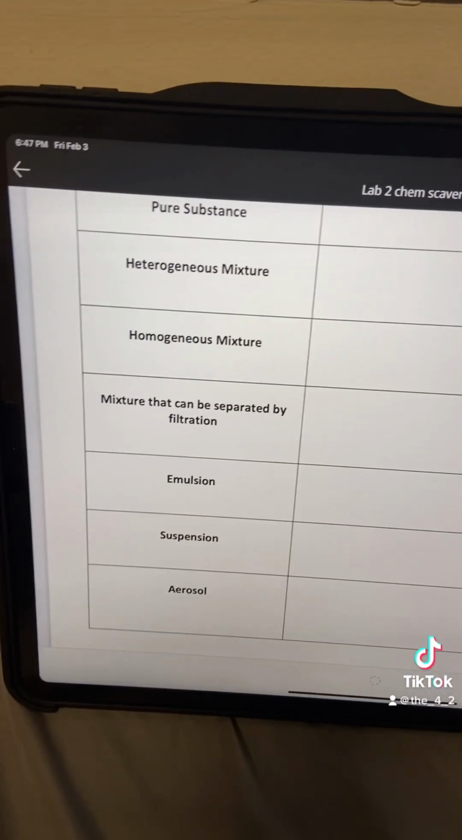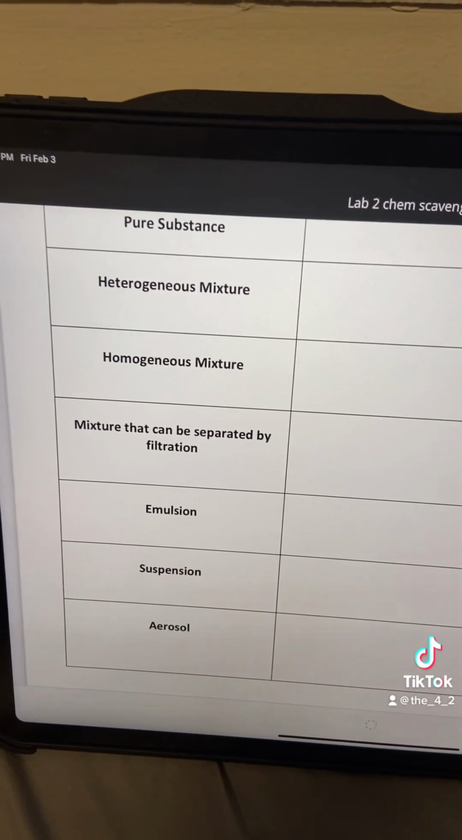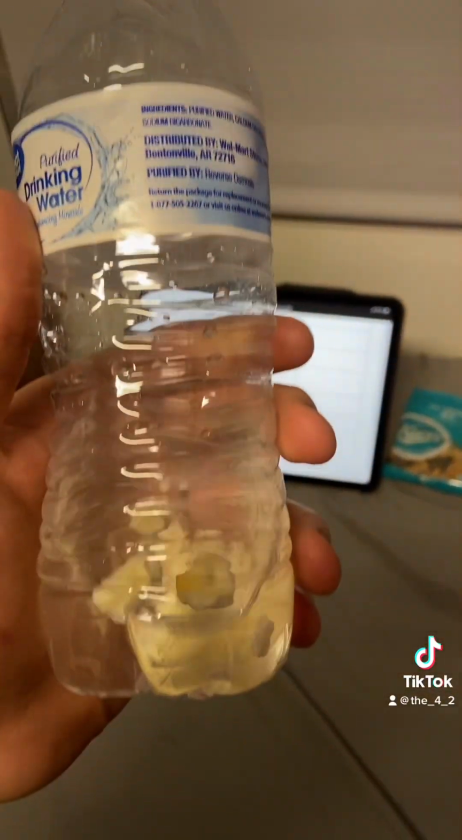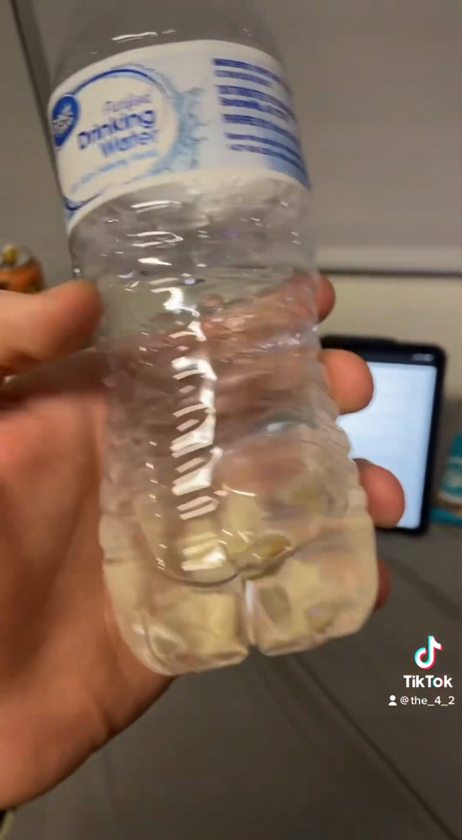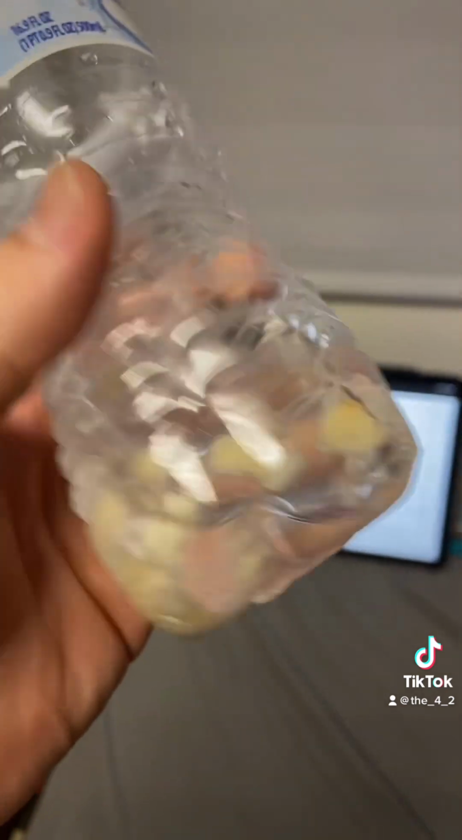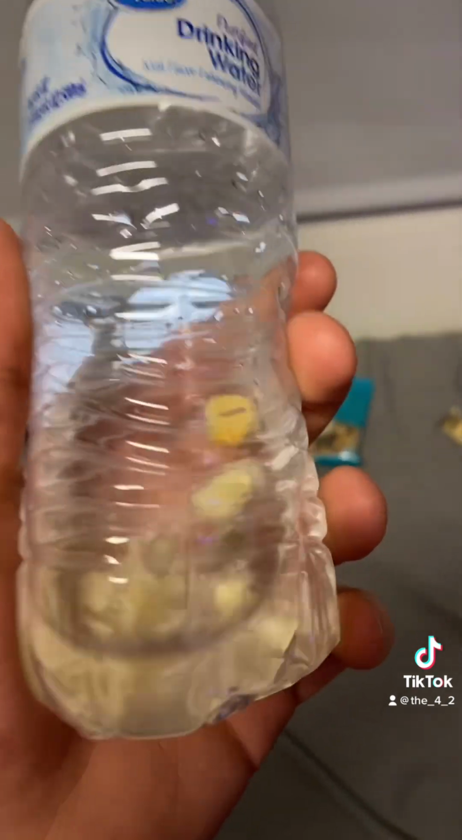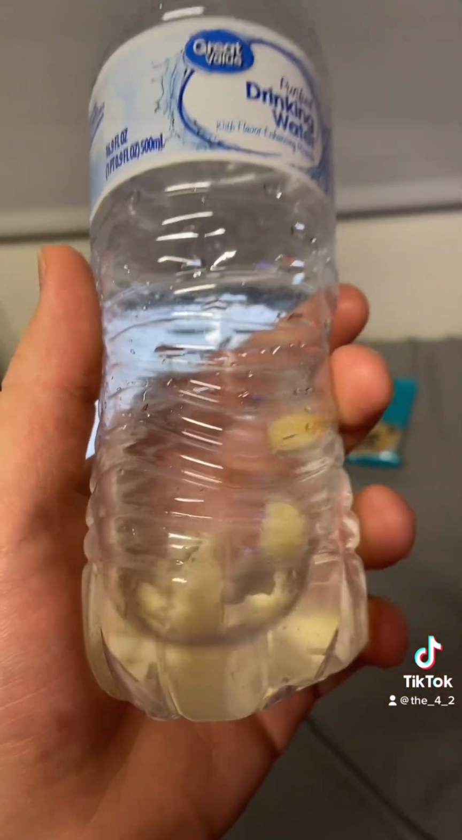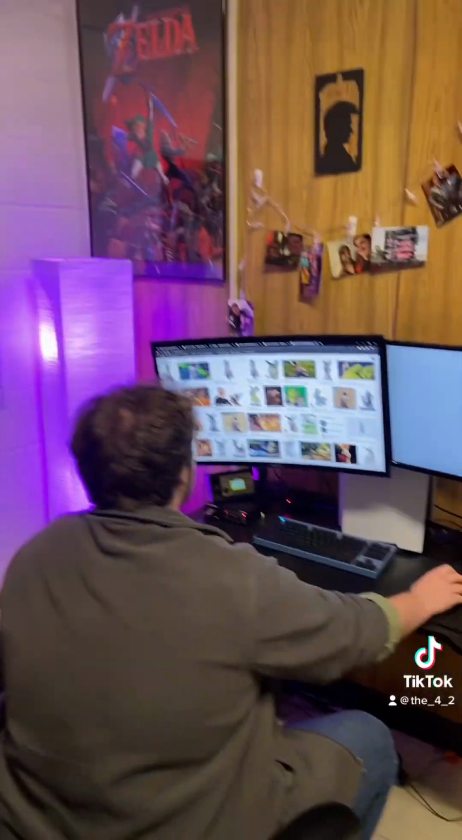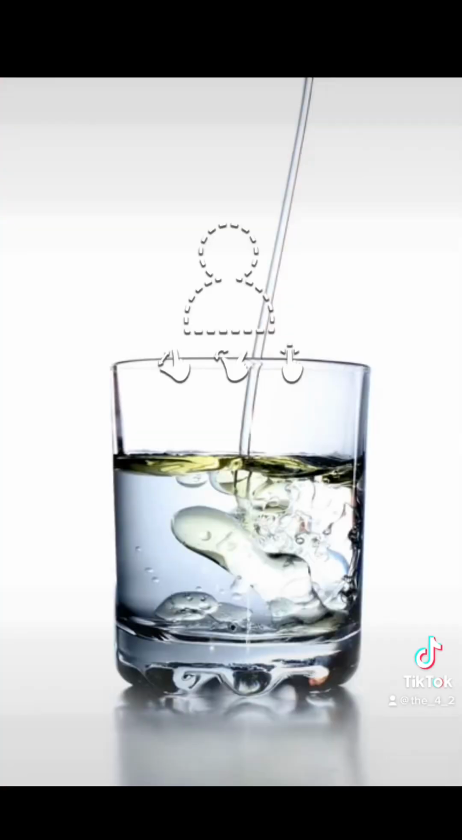Our next example is a mixture that can be separated by filtration. And right here, I have water and cracker crumbs because that can be separated by filtration. If you put it in a filter, the crackers will separate from the water. Isn't that right, Gray? Yeah.